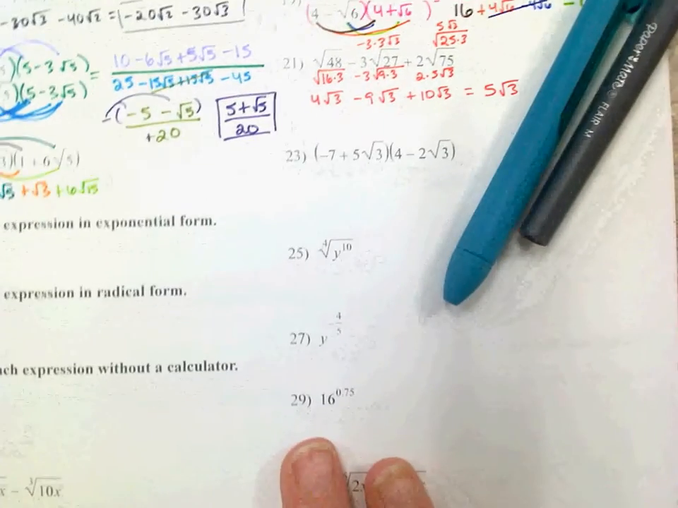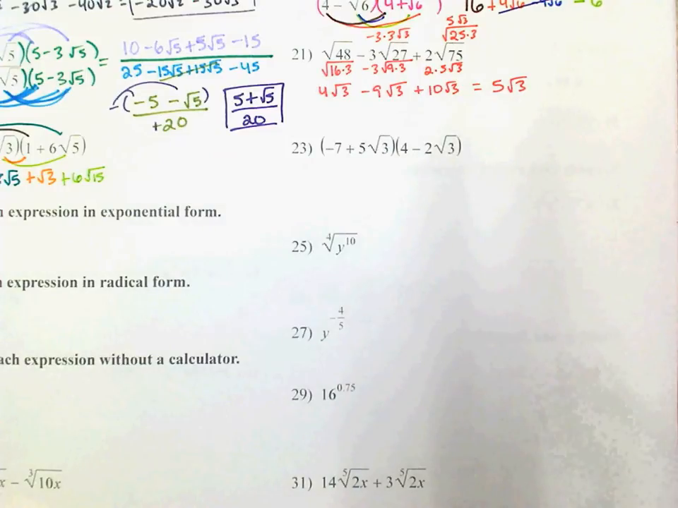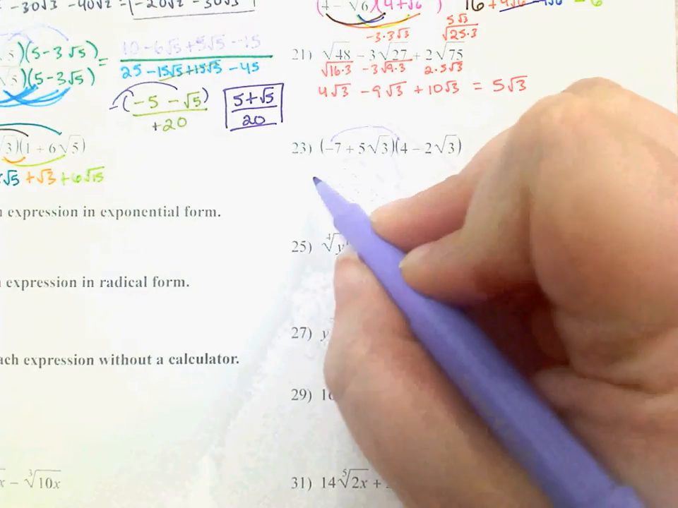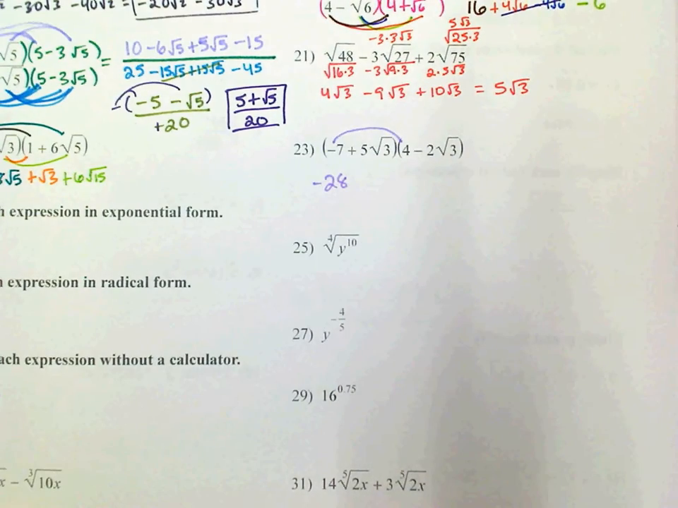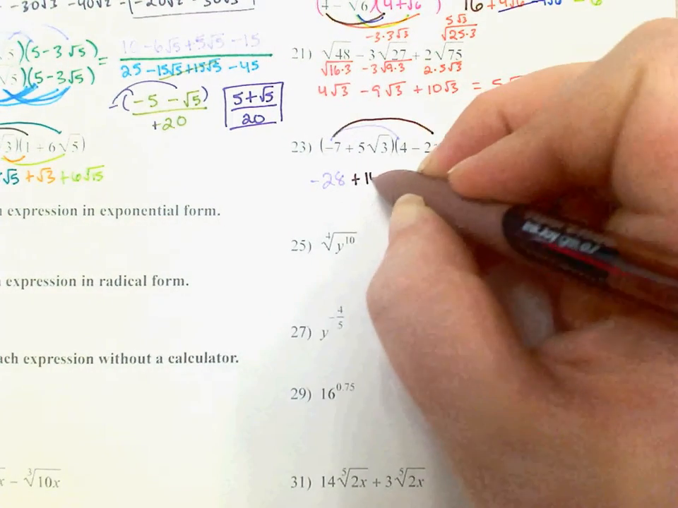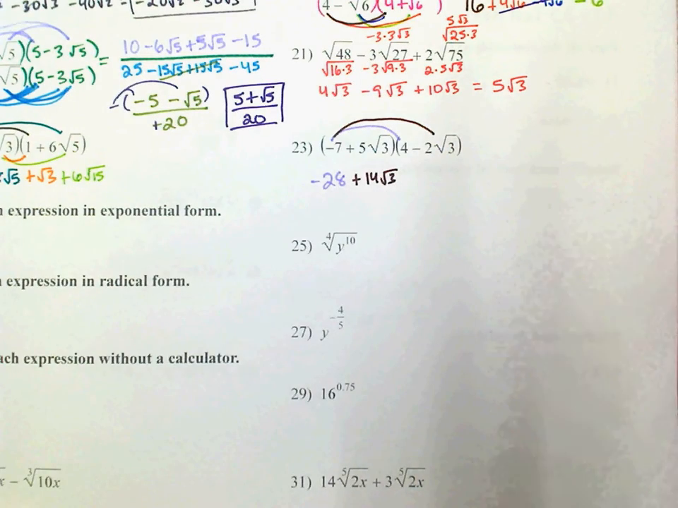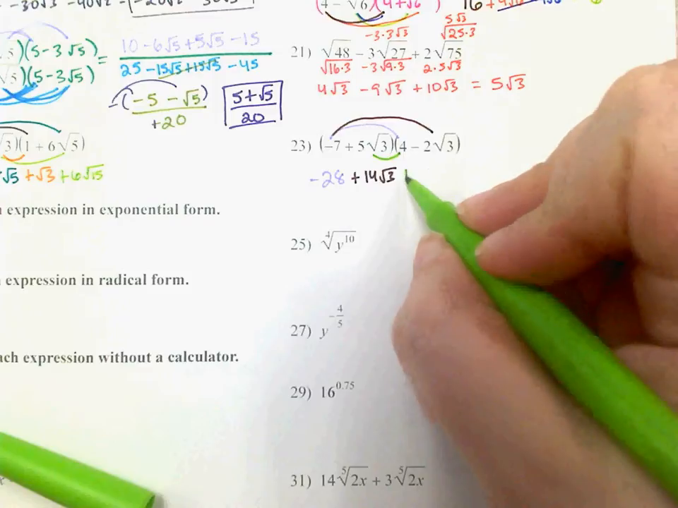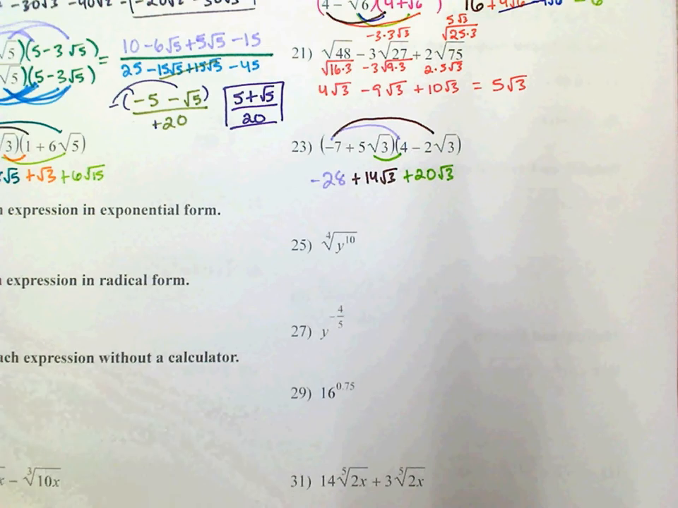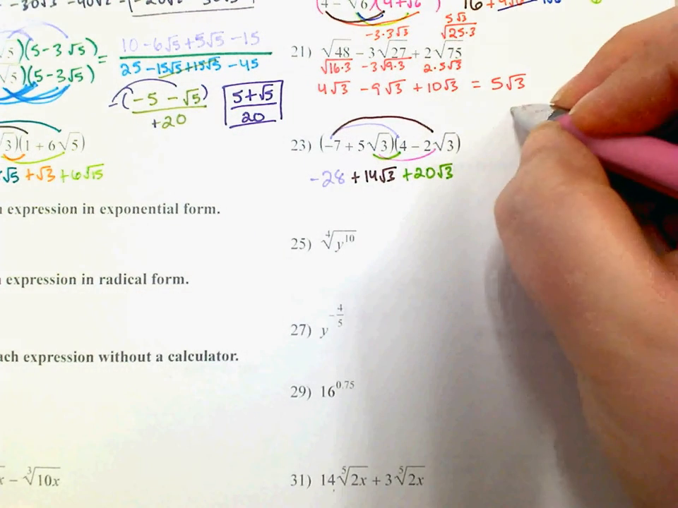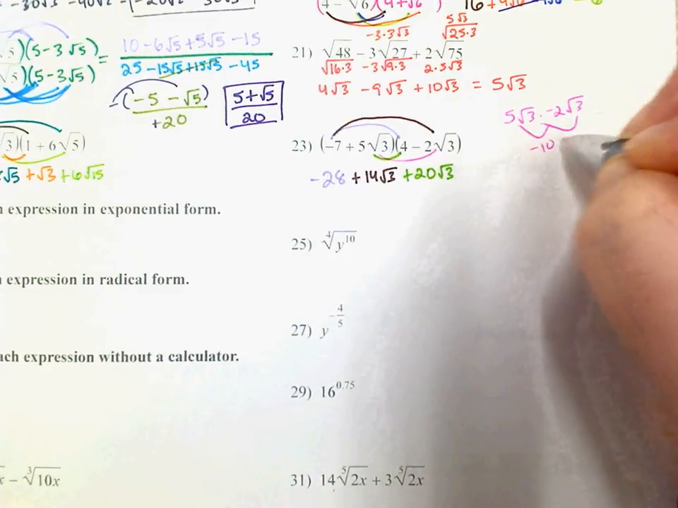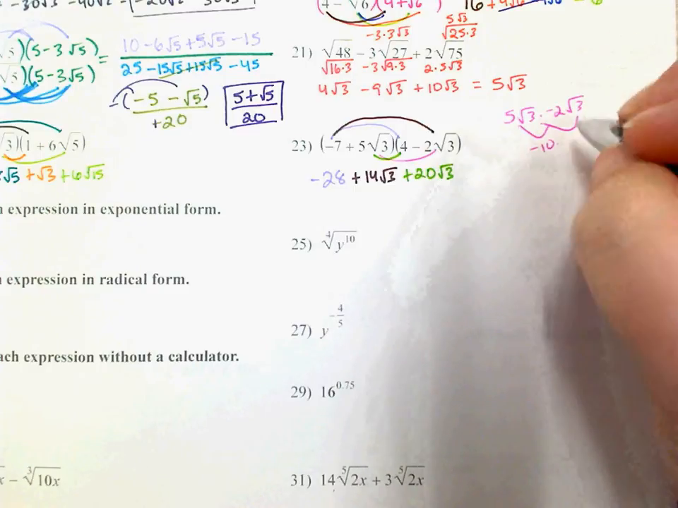On 23, however, I have the same root, root 3, which means things will simplify. I've got negative 7 times 4, that is negative 28. I've got negative 7 times negative 2 square roots of 3, that is a positive 14 square roots of 3. I've got 5 square roots of 3 times 4, that is positive 20 square roots of 3. And 5 square roots of 3 times negative 2 square roots of 3 is a negative 10 times the square root of 3 times square root of 3, square root of 9, or square root of 3 squared. Either way, it is 3, which makes that negative 30.